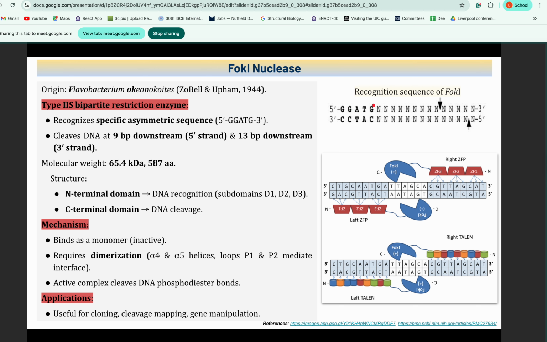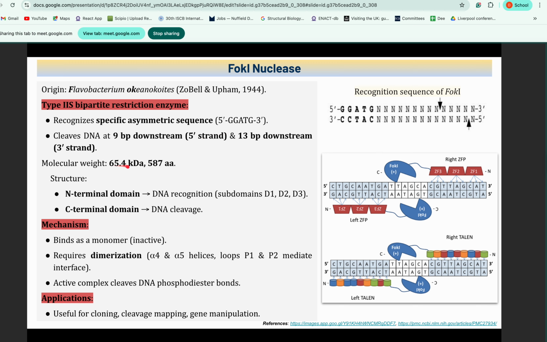FOC1 nuclease will bind to this region, but where will it cleave? It cleaves 9 base pairs downstream in the 5 prime strand. So in this strand, it will cleave 9 nucleotides downstream after the recognition sequence. And in the 3 prime strand, it will cut 13 base pairs downstream. So not just 9, but additionally 4 nucleotides are also included. After 13 base pairs, there will be the cleavage. So it will bring about a double strand break in the DNA strand. That is the main work of FOC1 nuclease. And this is the recognition sequence: 9 base pairs downstream in the 5' strand, 13 base pairs downstream in the 3' strand.